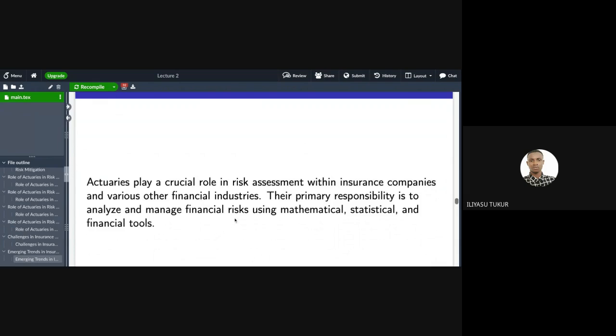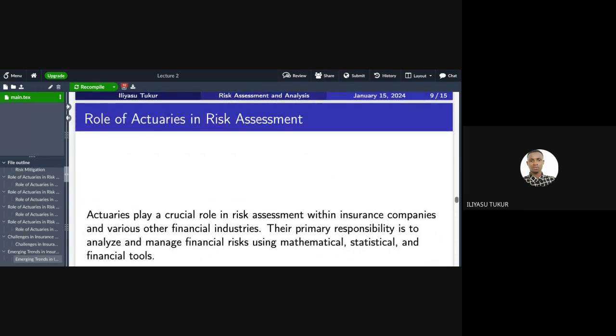So now we are going to look at the role of actuaries in risk assessment. So what actuaries do, and even who actuaries are in general. Actuaries are people with a mathematical and statistical background who have knowledge and understanding of probability distributions and other mathematical knowledge. They work mostly in financial institutions, in the banking sector, in insurance companies, and their job is majorly analyzing financial data using mathematical and statistical models.